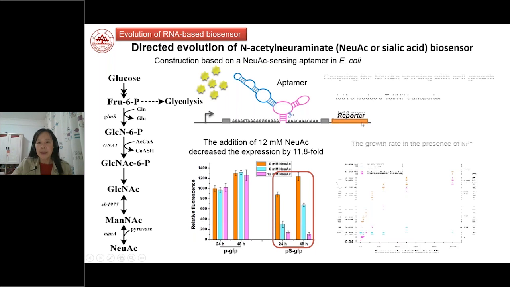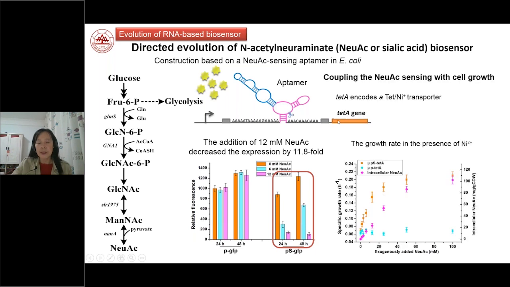We replaced the GFP gene with another gene. It's TetA, which encodes a transporter. This transporter can transport the nickel ion into the cell or transport the tetracycline out of the cell. So in this case, when the medium has nickel ion or tetracycline, the metabolite concentration is basically correlated with the cell growth. So we can couple the cell growth with metabolite concentration.